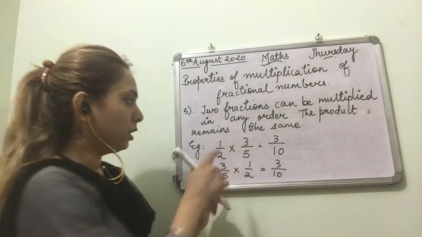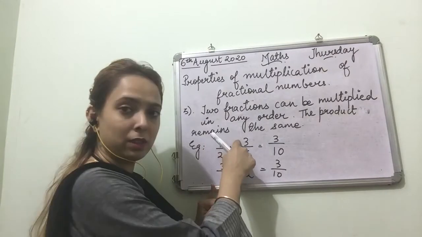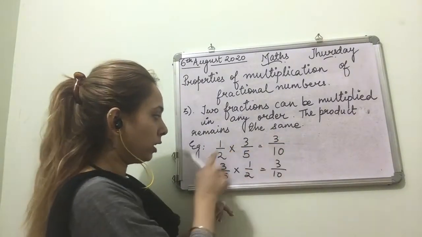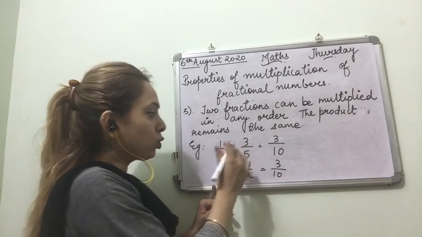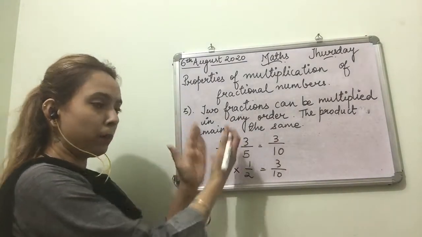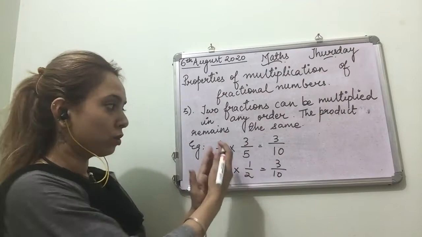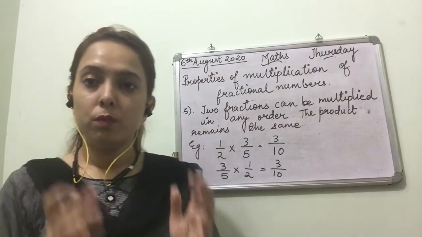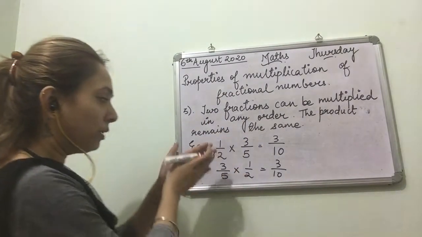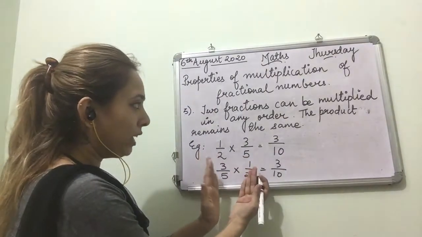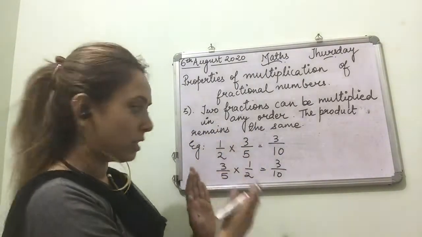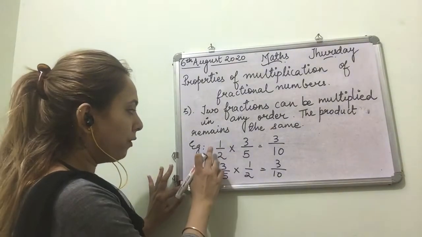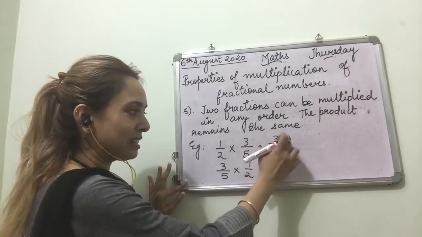So your answer, this numerator will be multiplied with this numerator, you will get 3, and this denominator will be multiplied with this denominator, you will get 10. So if we are multiplying both these fractions, the answer will be the same even if we change the order of their presentation. Like here I have written 1 by 2 multiplied by 3 by 5, the answer is 3 by 10.